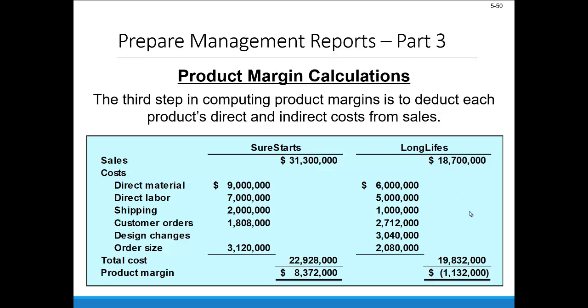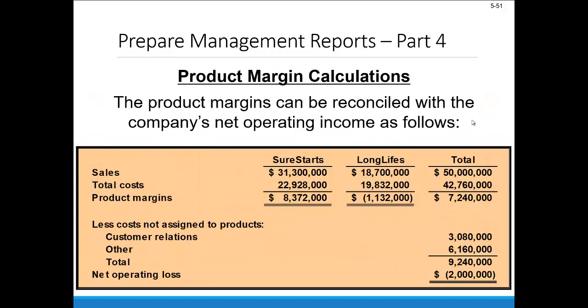We can also reconcile the individual product margin with the company's overall net income. So if we add together at the top here the product margin from the Sure Start and the Long Lives, we get $7,240,000. If we deduct from that all of the costs that we had not assigned to products, so that was the customer relations activity cost pool, as well as the other bucket, all those organization-sustaining costs, we'd have that same net operating loss we showed way back when in video 1 of $2 million for the company as a whole. I always want to make sure we can reconcile those numbers back.